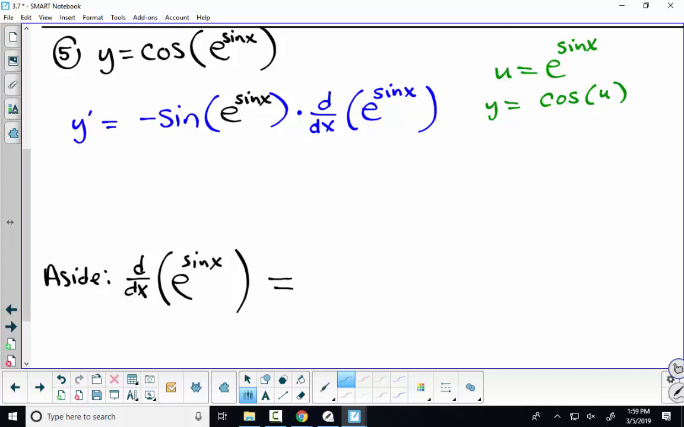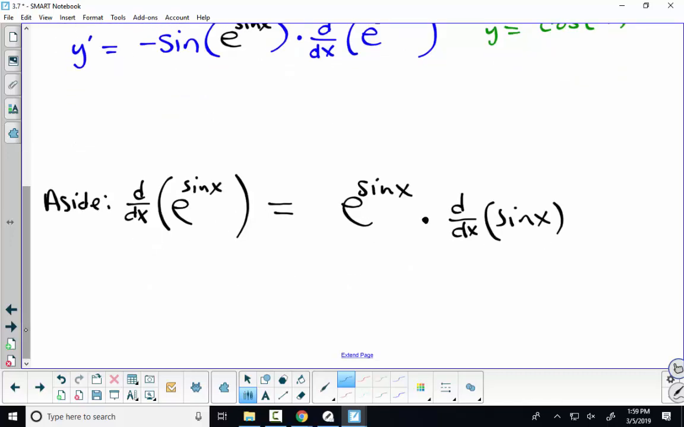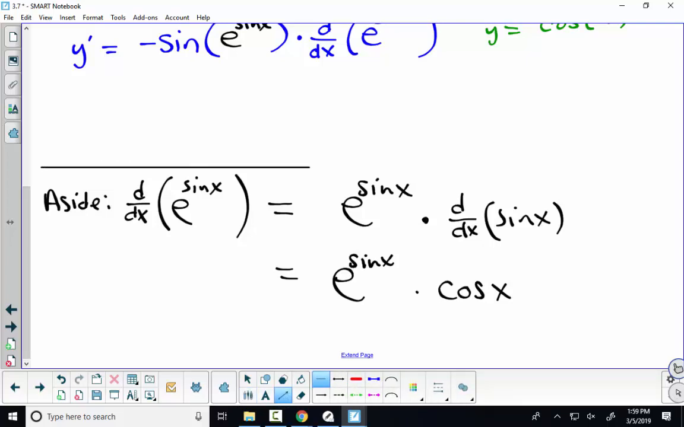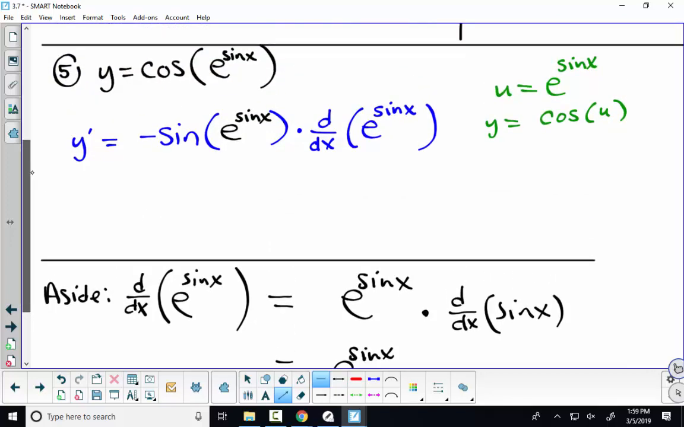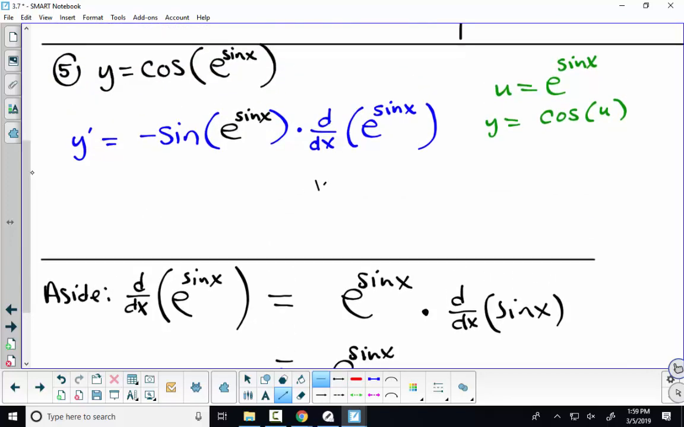We just spent a lot of time talking about this. It's e to that power times the derivative of the power. Okay, so that gives us e to the power of sine, all of that times cosine. Okay, so that's secondary to what we're doing here. We need to take that derivative and put it in for this derivative. It's cosine times e to the sine.